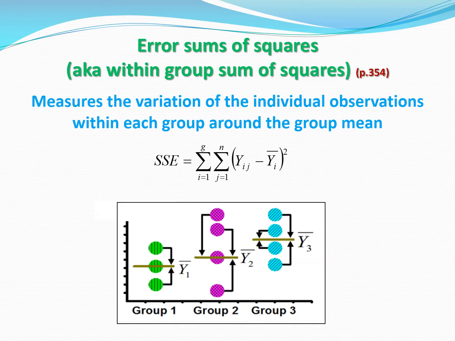So if you look at the formula of SSE, you will get a difference each time between the individual data observations within each group and that group's mean. You will square that value each time, and we do that across all the different groups.